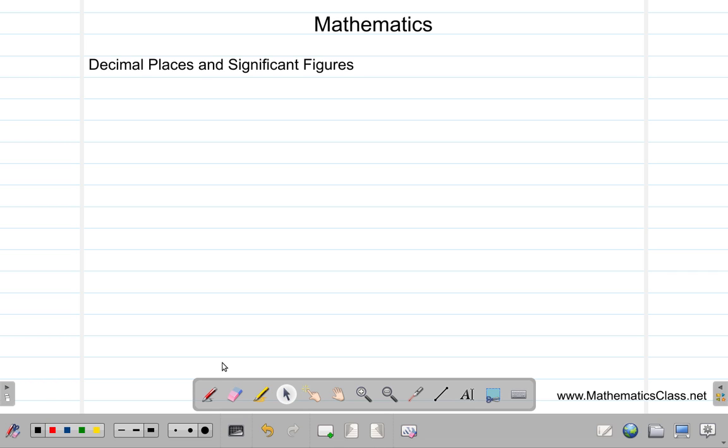And then you also have significant figures, where you write one number to a certain number of significant figures. But anyway, you have one certain rule when it comes to rounding off. We're going to look at that first before we do anything else.